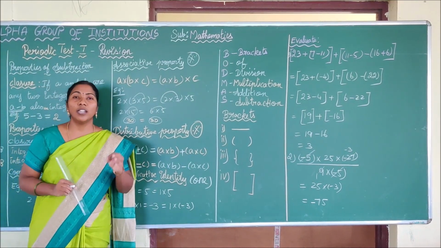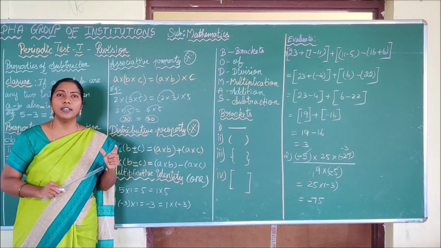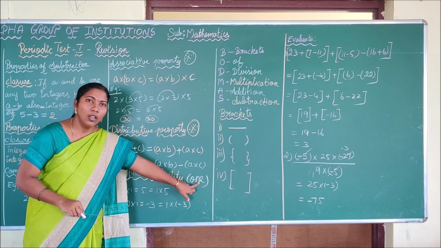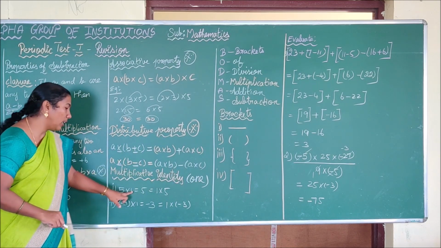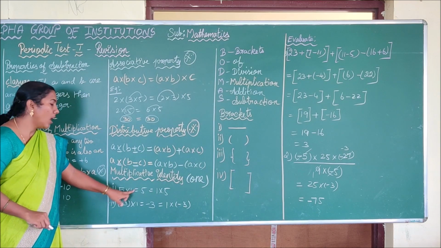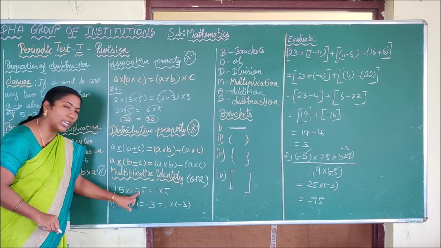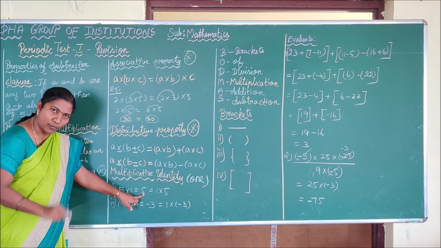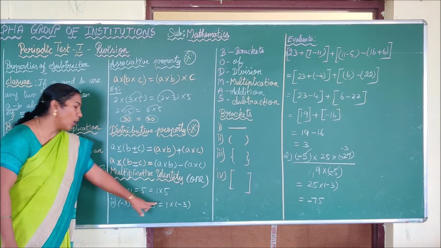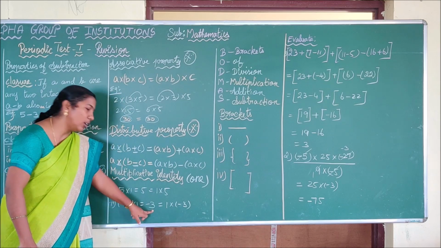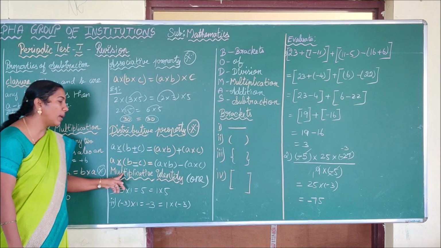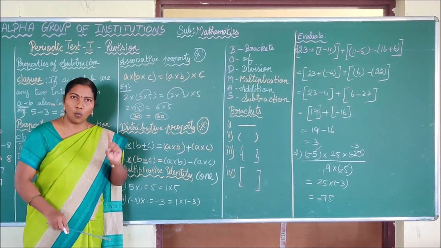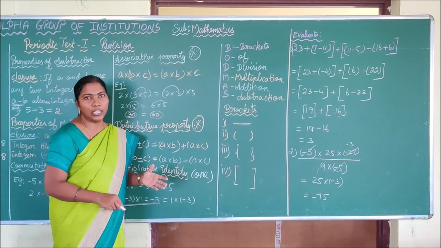Multiplicative identity. What is additive identity? Additive identity is 0. What is multiplicative identity? Multiplicative identity is 1. What is the nature of multiplicative identity? If you multiply any number with that identity, or that identity with any number, you get the same number. See here, 5 into 1 or 1 into 5, your answer is the same number 5. See here, minus 3 into 1 or 1 into minus 3, your answer is minus 3 only. This type of property is called multiplicative identity. Identity means an element. Multiplicative identity is 1. Additive identity is 0. Okay.